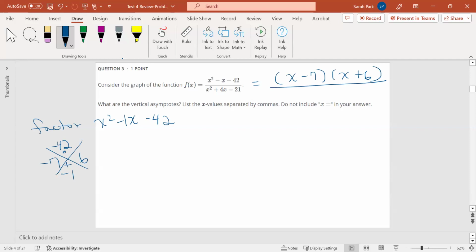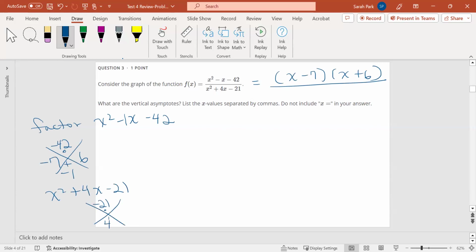The denominator, we factor x squared plus 4x minus 21. Okay, product of negative 21, with a sum of 4. It's 7 and negative 3, so we factor x squared plus 4x minus 21 as x plus 7, x minus 3. The vertical asymptotes we get by setting the denominator factors to 0.